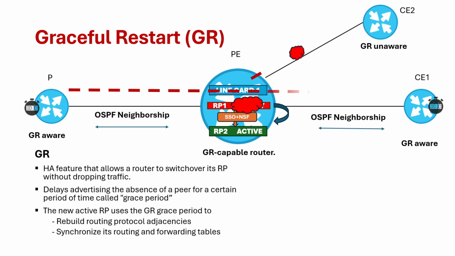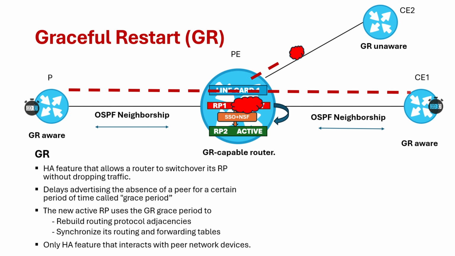So GR is the only feature that interacts with the peer network devices. If you see previously, SSO and NSF are local. Whatever you do with SSO and NSF impacts the local router. But GR interacts with the peer network devices.